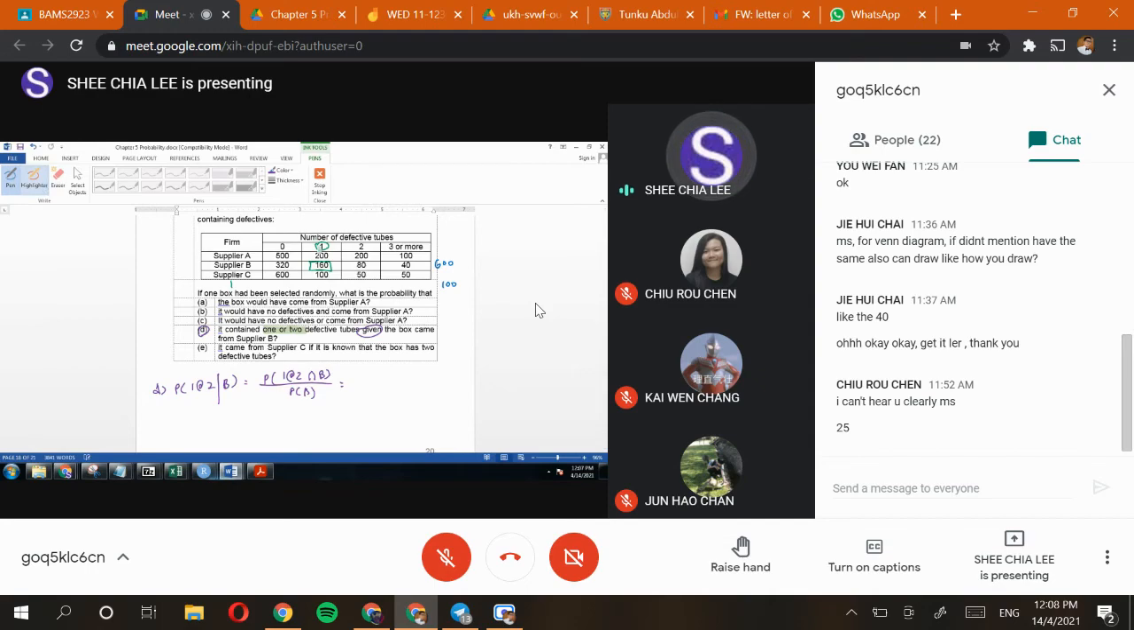Okay, so one or two intersect B. Go and find out the intersect. 1, 2, intersect with B, supplier B. So you can see the intersect is 160 and 80. Okay, 1 or 2, 160 and 80. So this one is 160 and 80 over the total, which is 2004. Later you calculate the total is 2004. Then this front part is the numerator, over the denominator probability B. Probability B is 600 over 2004.